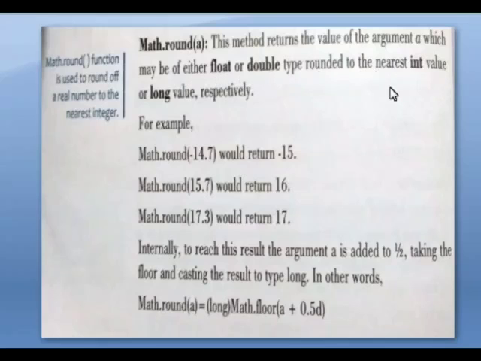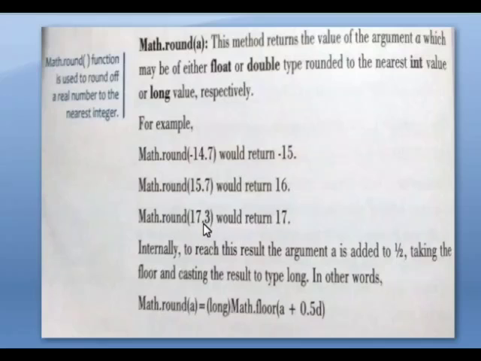For example, Math.round of minus 14.7 would be minus 15, because the value after the point is greater than 5. Math.round of 15.7 would be 16, because here also the value after the point is greater than 5. Math.round of 17.3 would be 17. Here the value after the point is less than 5.